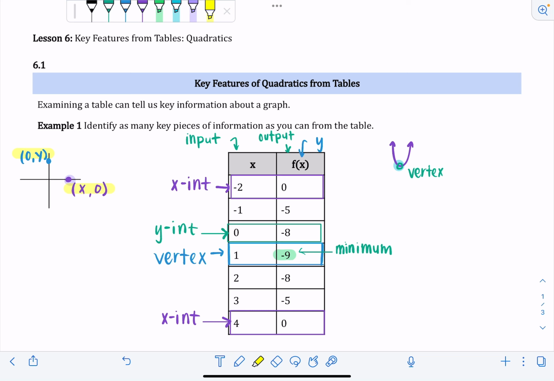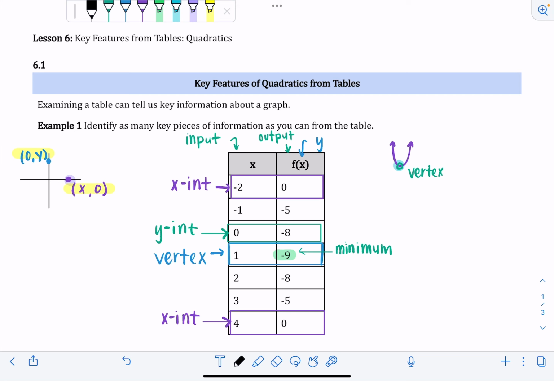Okay, so we have all those. We have x-intercepts, we have a y-intercept, we have the vertex, we have the minimum. And now we can also describe the end behavior of the graph. I always like to sketch a little picture like this when I'm describing end behavior, or where things are increasing or decreasing. I think it really helps me, so I would recommend it as well.